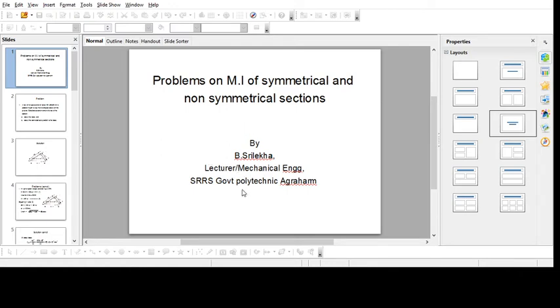And coming to its area, area is simply 70 into 10, nothing but 700. So A2 is equal to 700, and y2 is simply 55 and x2 is simply 35.